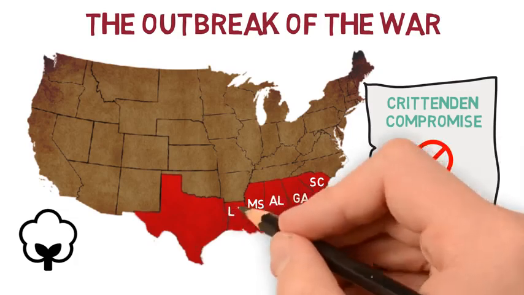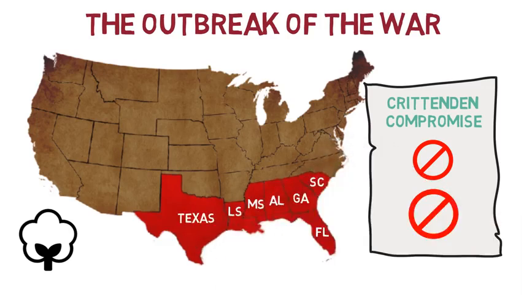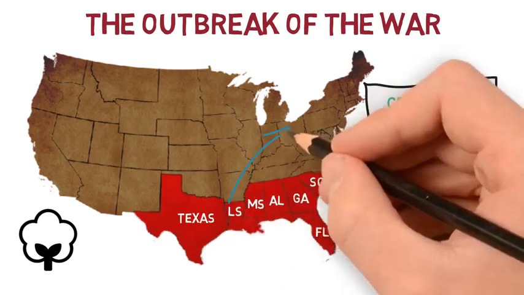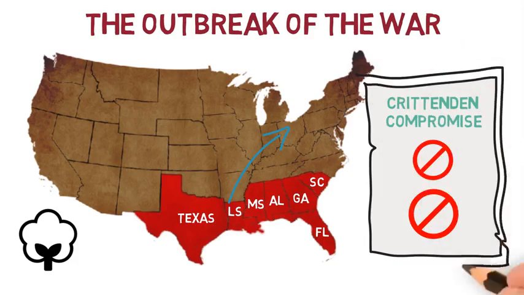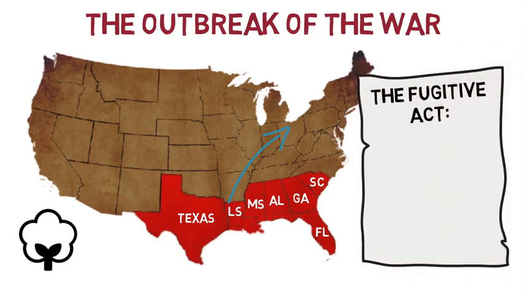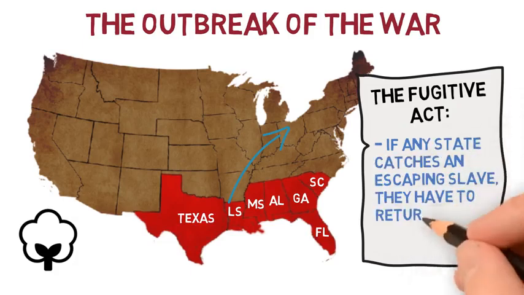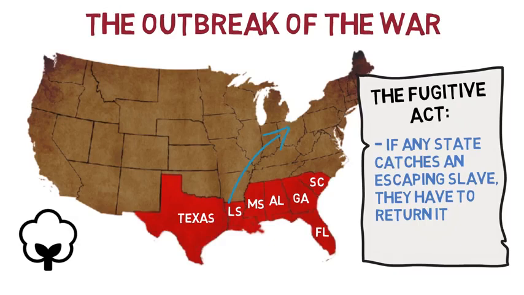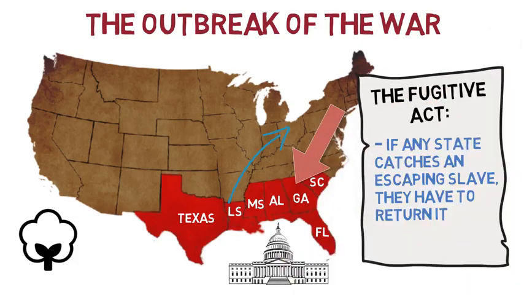Their main excuse for secession was that the North was not doing its part of the Fugitive Act. This act stated that any state, even in the North, who caught a fugitive slave should return it to its owner. Northern states were against slavery, and so they didn't do this. But since it was an agreement, Southern states said that technically it was the North who was in the wrong, and they seceded. Southern senators and congressmen abandoned the House and formed a new federal government as the Confederate States of America.